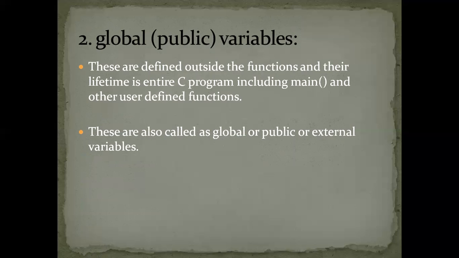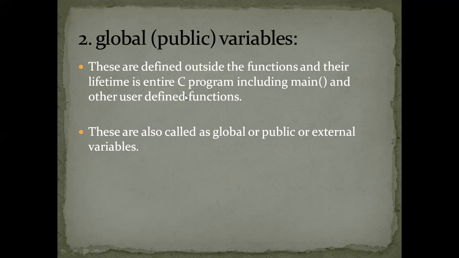These are defined outside the functions. Remember this: they are defined outside the functions and their lifetime is the entire C program, including main and other user defined functions as well. A local variable's lifetime is only that particular function in which it has been defined. But the global variable is defined outside, and its lifetime is the entire C program, including main and other user defined functions.